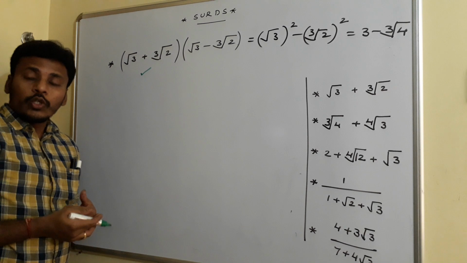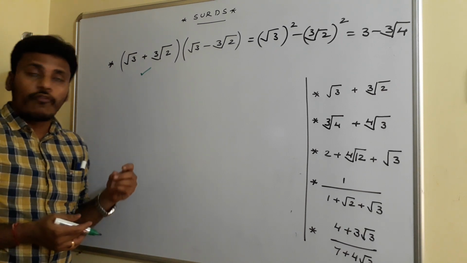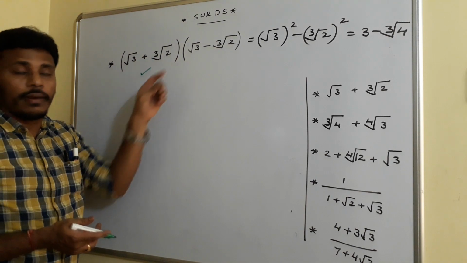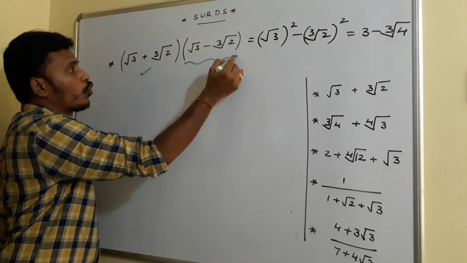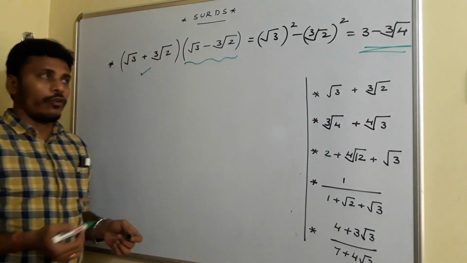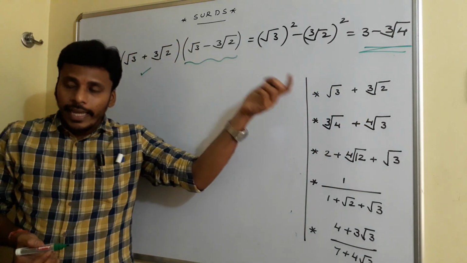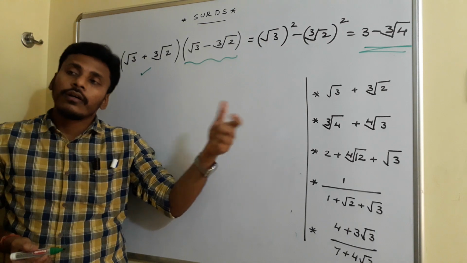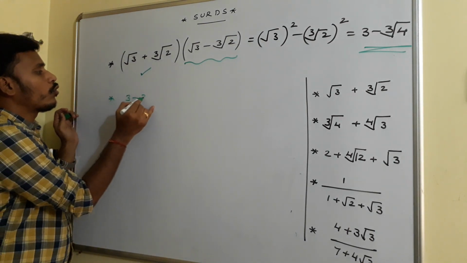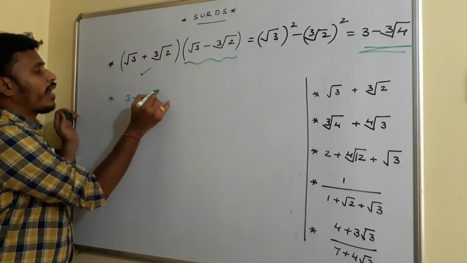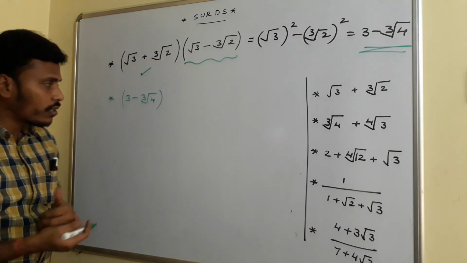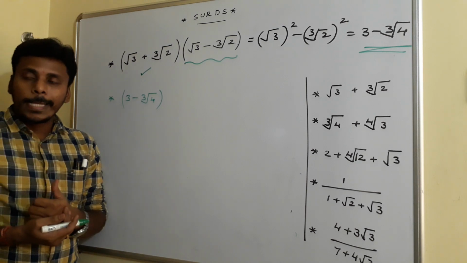Okay? And to get the rational number, my first idea is that this is a square, second order, so you need to multiply with the changed sign, the minus sign. That means if you multiply with root 3 minus cube root 2, your answer is 3 minus cube root 4. Now, take that 3 minus cube root 4 for further simplification. If you try to find the rationalizing factor for 3 minus cube root 4, this is of the format a minus b.